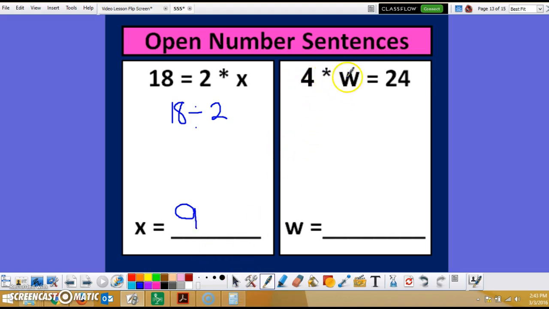Same thing here, 4 times w equals 24. You've got to take 24, and because it's multiplication or division, I'm going to divide. 4, 8, 12, 16, 20, 24 gets me 6, because 6 times 4 is 24, and 4 times 6 is 24.